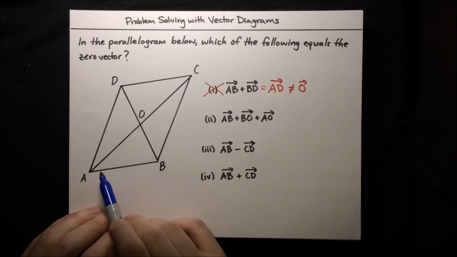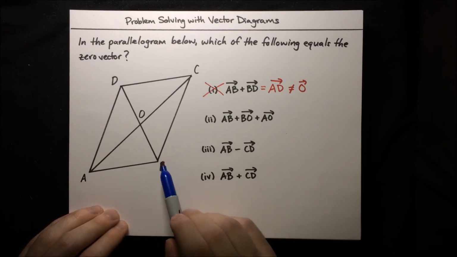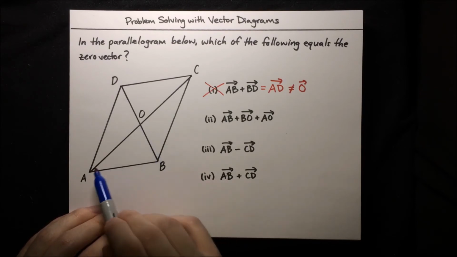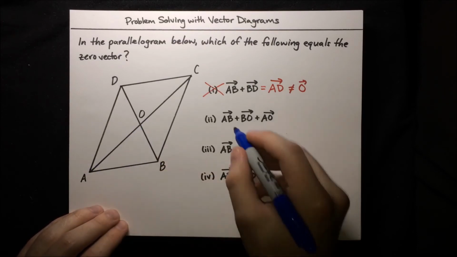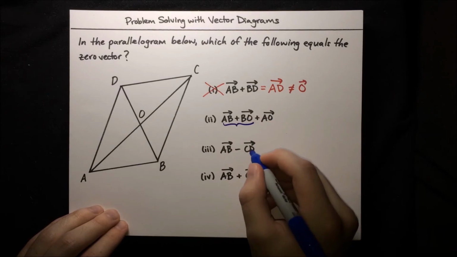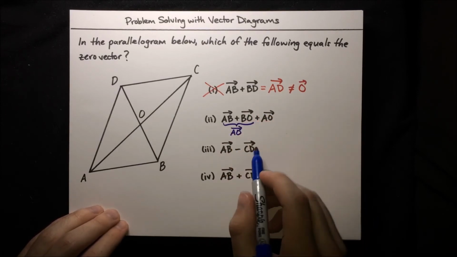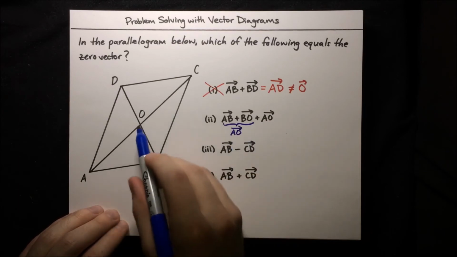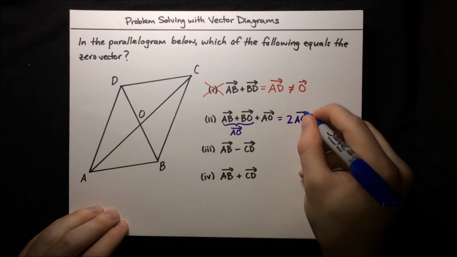This is just another triangle law thing. So vector AB runs from A to B, then vector BO runs from B to O. So from A to B and from B to O, that's the same as going just from A to O. So these two vectors, when we add them together, that just gives us vector AO. Alright, and then vector AO plus vector AO, well, that's just going to be 2 vector AO.